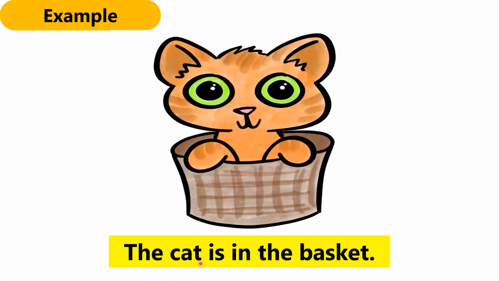The cat is in the basket. Cat and basket are two noun words. We have used, see, the cat is अंदर है ना basket की, so we have used in just before basket. So in is used as a preposition.